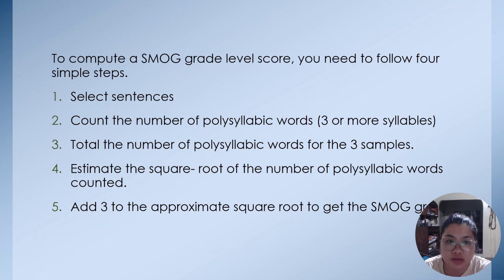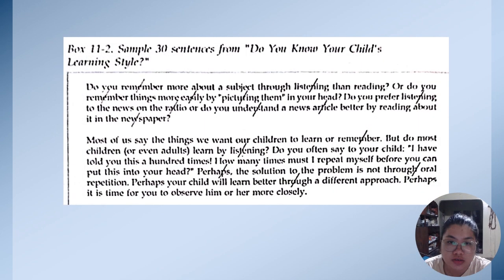Next, I will show you the sample 30 sentences from Do You Know Your Child? Actually, there is still a continuation, but I just cropped it since I will only show you the words with slashes, the syllables with slashes. So you can see that we have here the remember, the listening, the newspaper. So we will count 1, 2, 3, 4, 5, 6, 7, 8, 9, and 10. This would be the beginning, then continually, this is the mid. Then there are more from it.